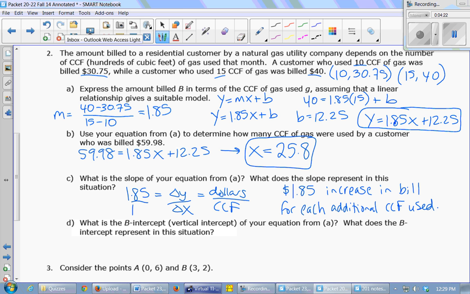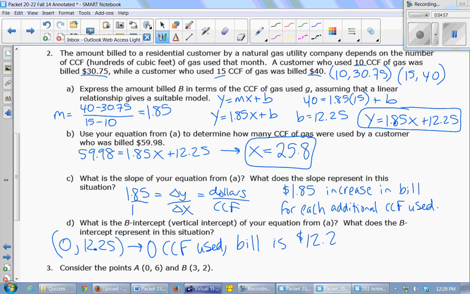All right, the b-intercept, that's the vertical intercept. I used x's and y's, so that would be my y-intercept, 12.25. So the coordinates of that y-intercept are (0, 12.25). That means if 0 CCFs are used, your bill will be $12.25.